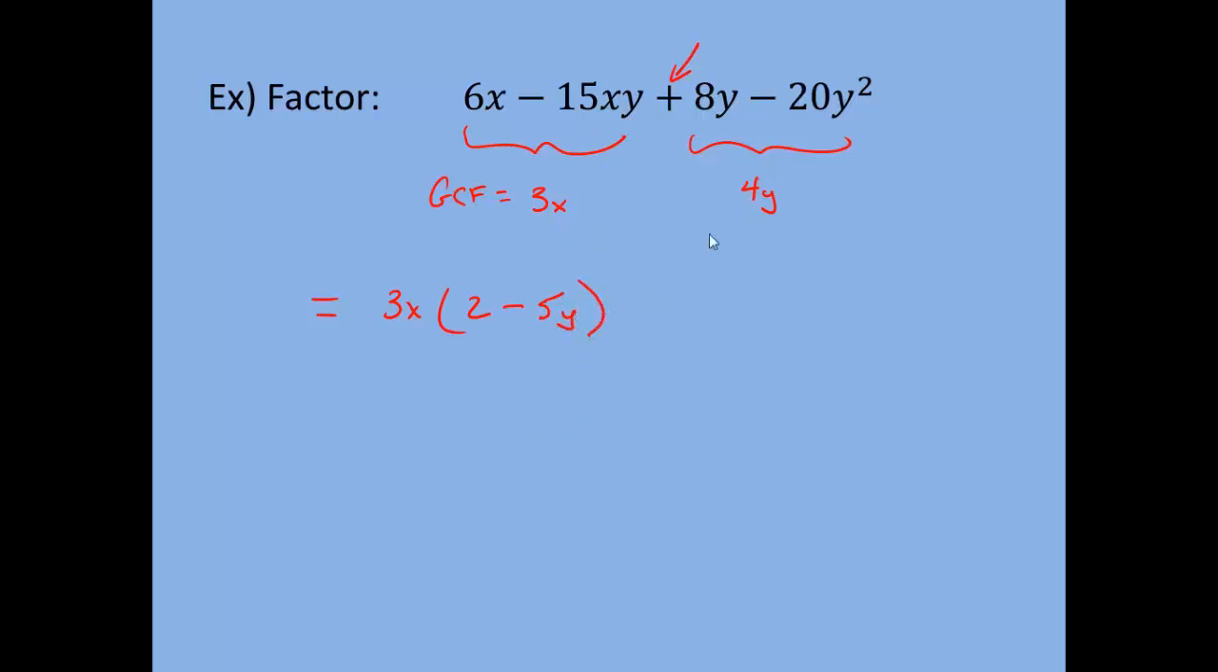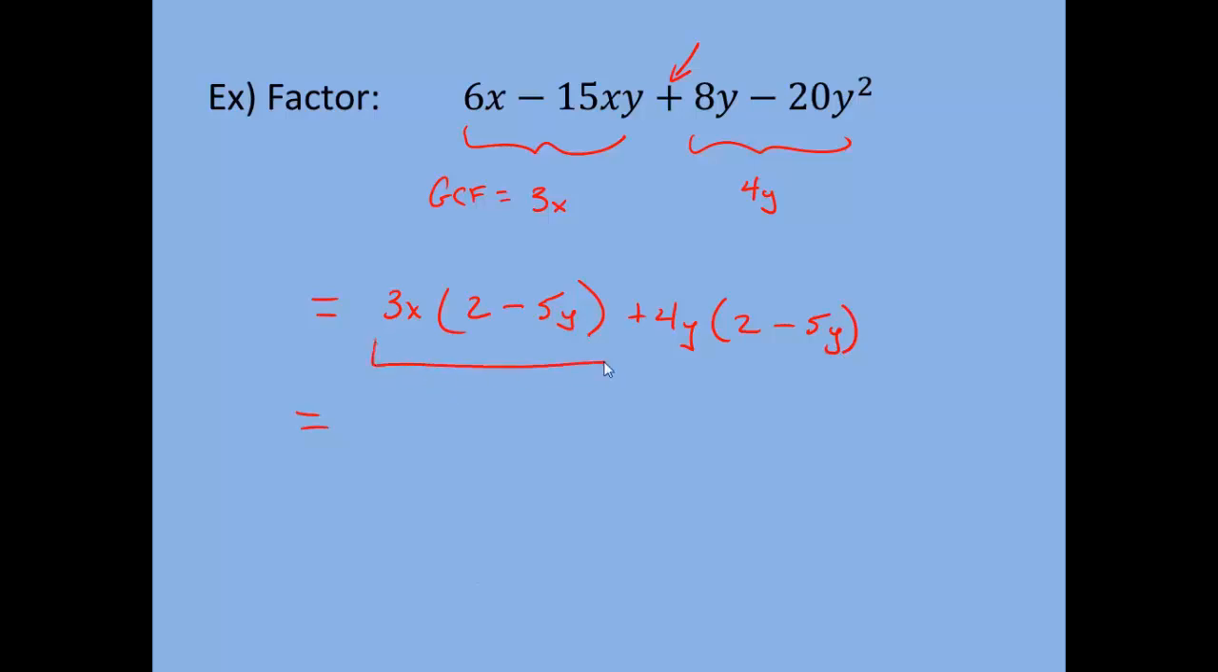Here we're going to write a positive 4y, because that first sign's positive, so we need a positive here, so this is plus 4y. And then parentheses, 8y divided by 4y is going to just give us 2, right? 8 divided by 4 is 2. Y divided by y cancels to a 1, so we just have 2 there. And then minus 20 divided by 4 is going to be a negative 5. Y squared divided by y is just a y.